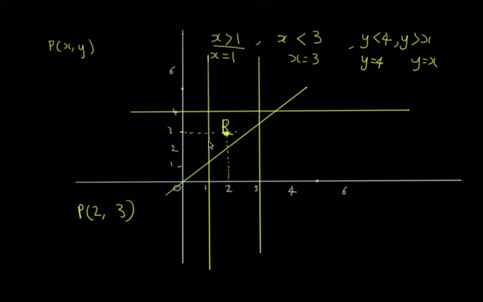So the whole of this area satisfies the line of inequalities, and the point P, some point x, y that lies within this region, is 2, 3. I hope that helps.